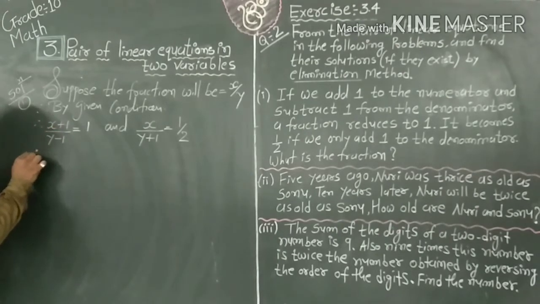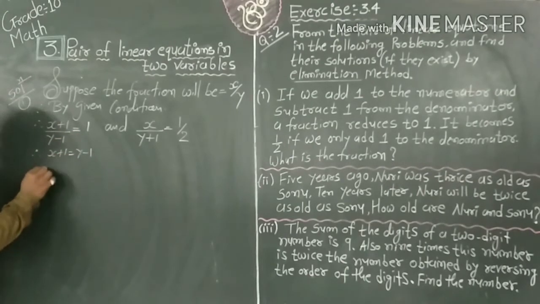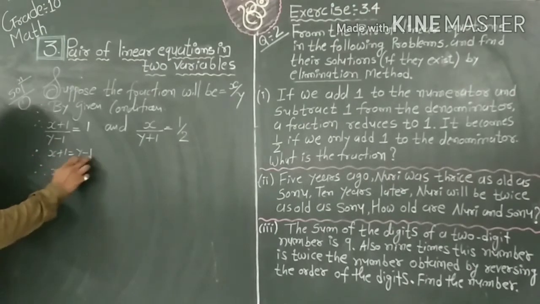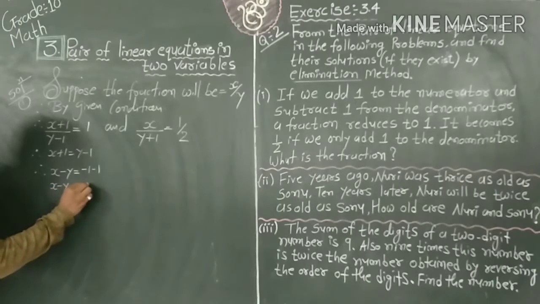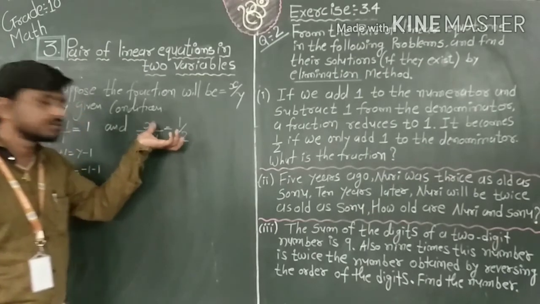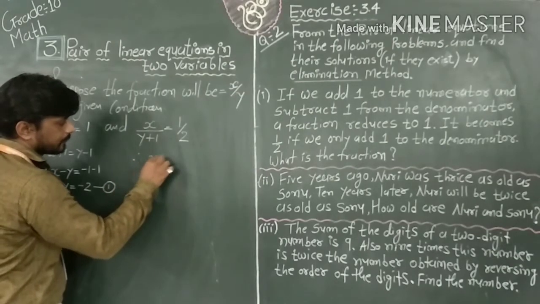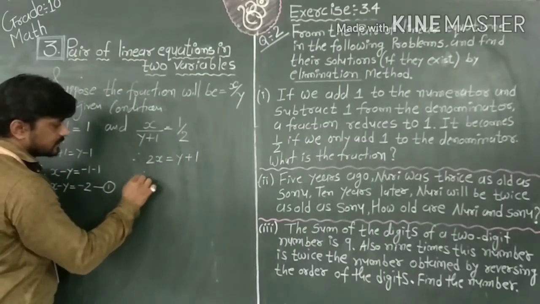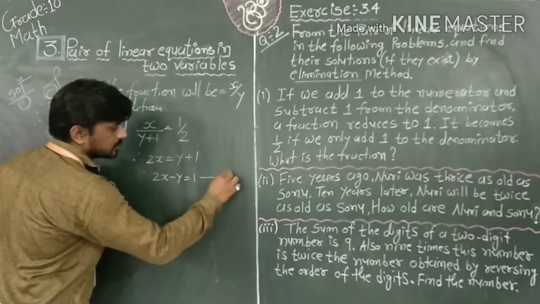x plus 1 is equal to 1 into anything. Again we have 1 into y minus 1. That means x minus y is equal to minus 1 minus 1, that means x minus y is equal to minus 2. This is equation number 1. Now here also we do cross product. 2 into x, that means 2x, and 1 into anything gives us the same value. That means 2x minus y is equal to 1. This is our equation number 2.